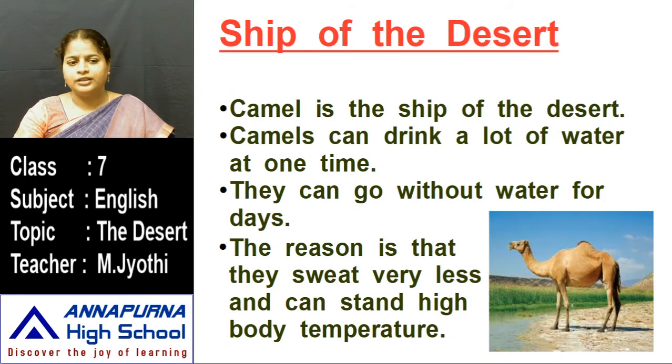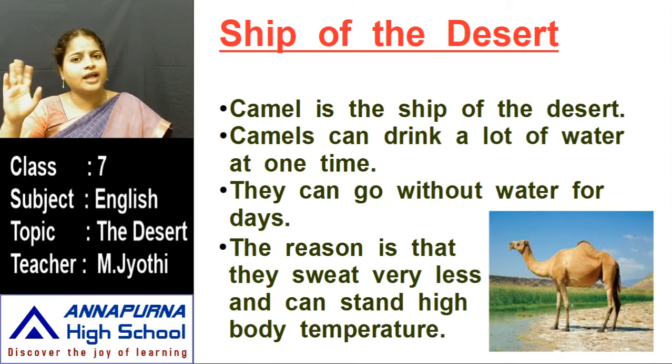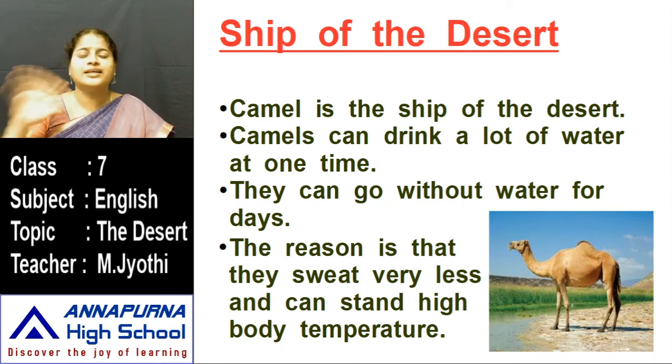Let us see, children. First, the ship of the desert. What do we call the ship of the desert? Camel is the ship of the desert. Yes, children, the camel is called the ship of the desert. Why? Because camels can drink a lot of water at one time. If there is water, the camel starts drinking. They can go without water for days. After that, even if there is no water, the camel can survive.